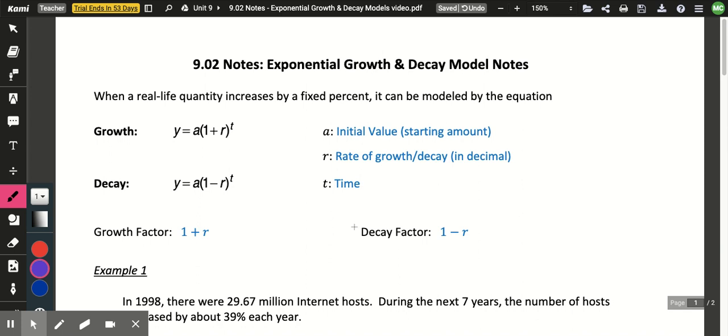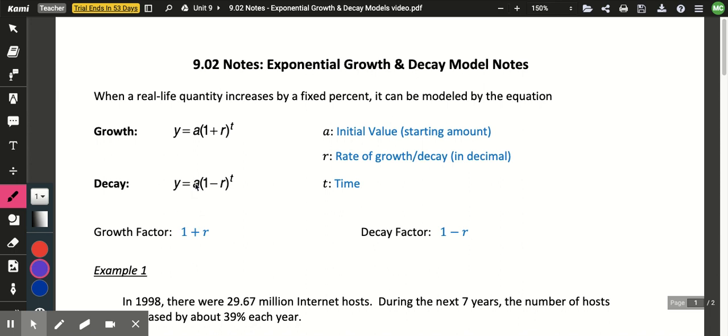We're looking at exponential growth and decay models today. When you've got a real life quantity and it increases or decreases by a fixed percent, it can be modeled by one of these two equations here. So we've got y equals a times 1 plus r to the power t, or y equals a times 1 minus r to the power t. The first one, of course, is growth because you're adding something. The second one is decay because you're subtracting.